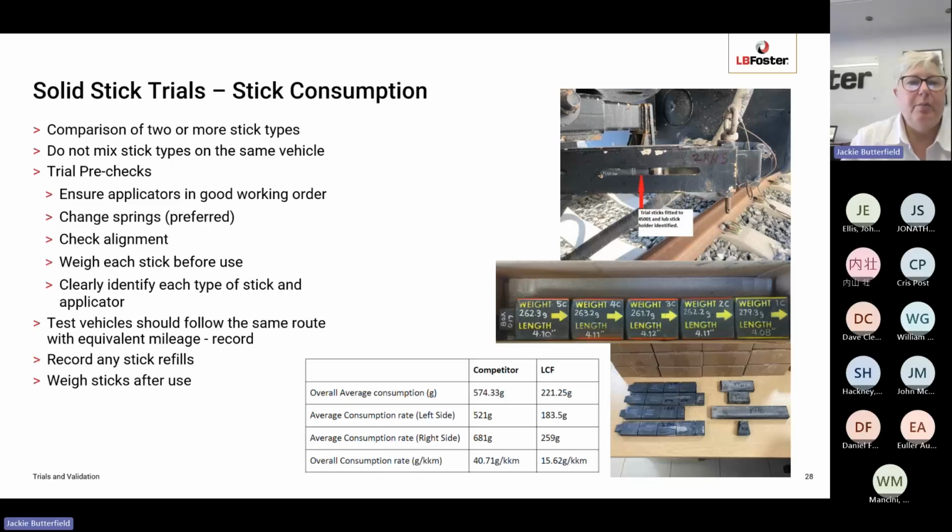And here we have a table just showing an example, showing LB Foster stick versus another product. So you have the average consumption in grams over the time period, the average consumption rate over the time period. And then because you've recorded the mileage, you can actually calculate the consumption rate in grams per 1,000 kilometers in order to give you a clear comparison between the two products.